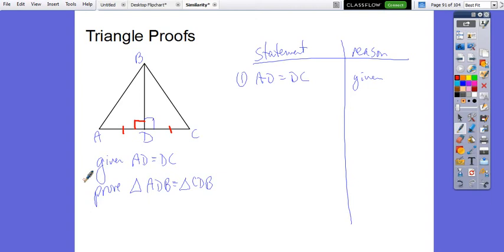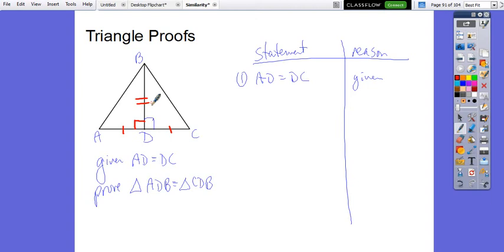What do we know about this shared side? They're the same. So we can put another set of tick marks on BD. So what type of congruence do we have? Side angle side. There you go. So we just solved the proof.